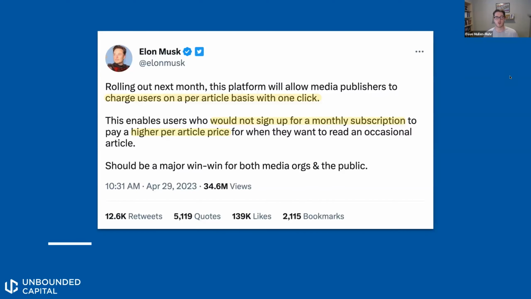So here's the initial tweet that kicked this off. A couple weeks ago, Elon tweeted, "Rolling out next month, the platform will allow media publishers to charge users on a per article basis with one click. This enables users who would not sign up for a monthly subscription to pay a higher per article price when they want to read an occasional article. Should be a major win-win for both media orgs and the public." And we definitely agree.